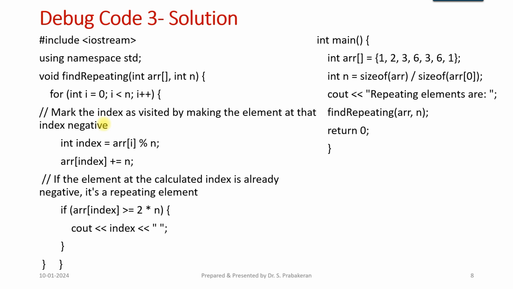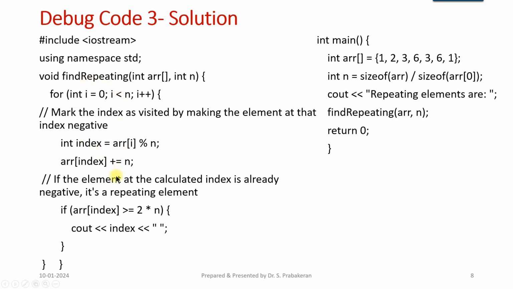Now what technique is that? First we are going to iterate through the array, and for each element we mark its corresponding index by adding the array size to the element itself. And if during this process we encounter any element whose marked index is already greater than or equal to twice the array size, then we identify it as a repeating element. So that's the logic that we are going to use. By identifying this, we can easily implement it.